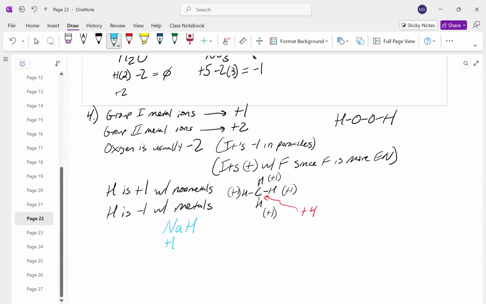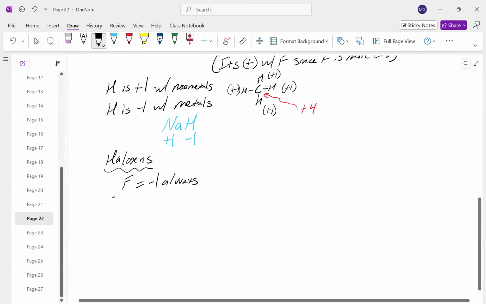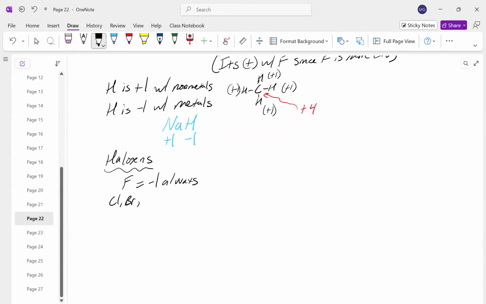And then finally, halogens. Fluorine is always -1. It will never be any different. It's the most electronegative atom on the periodic table. The other halogens, chlorine, bromine, and iodine, are usually -1, except when bonded to a more electronegative atom.